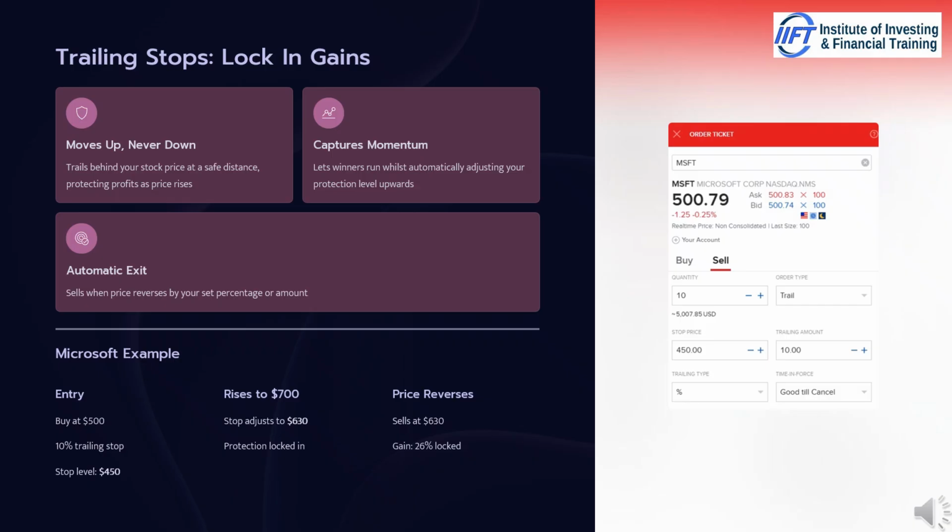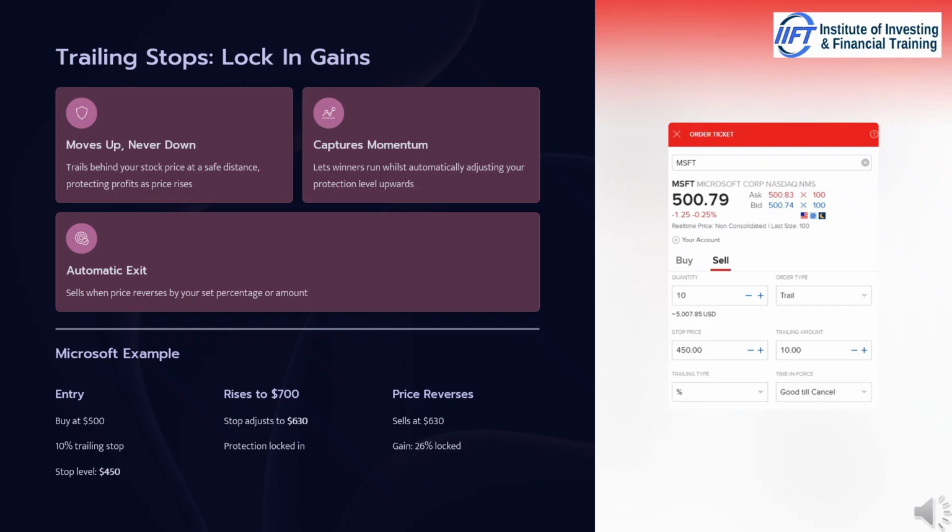In this example here, which is taken from the Interactive Brokers platform, we're buying Microsoft again at 500. We set a 10% trailing stop, giving a trigger price of 450. If the price rises to 600, our stop will automatically move up to 540, which is still 10% below the 600. And if it climbs again to 700, the stop will move again up to 630, again 10% behind 700. Now, if the stock falls from 700 to 630, it'll automatically sell, and that will be the end of the trade. So we'll have locked in most of our gains.